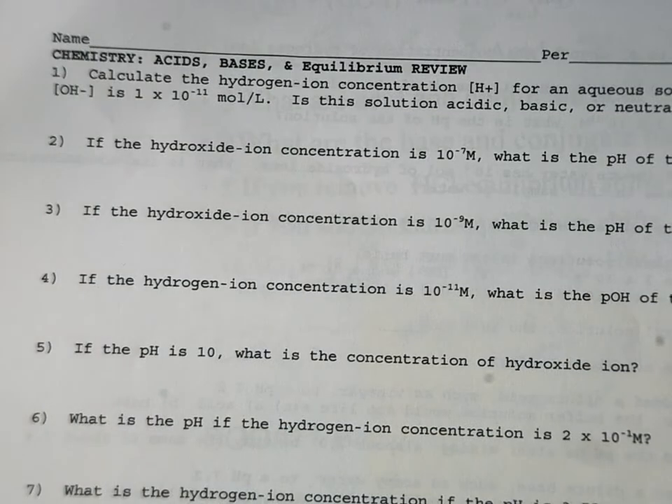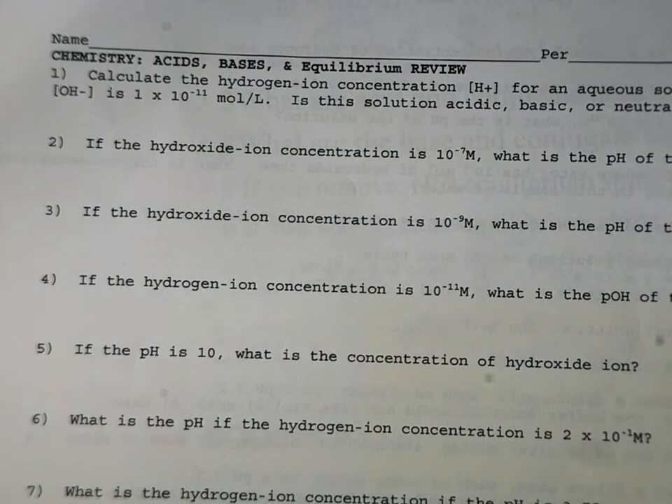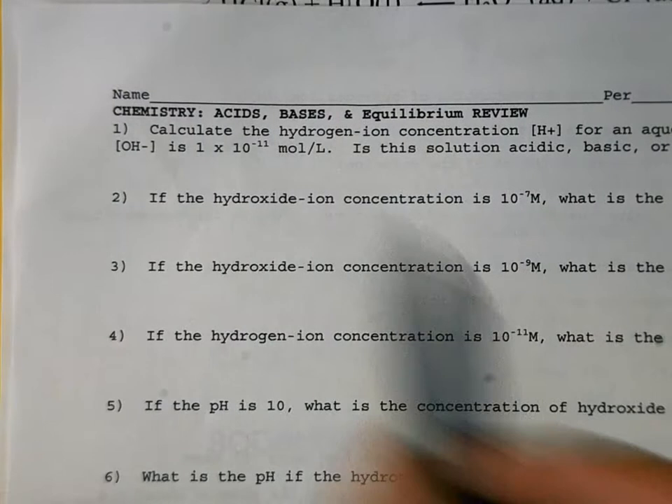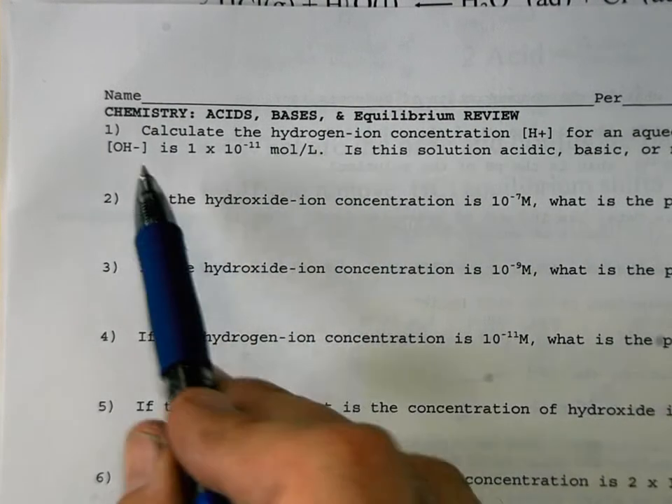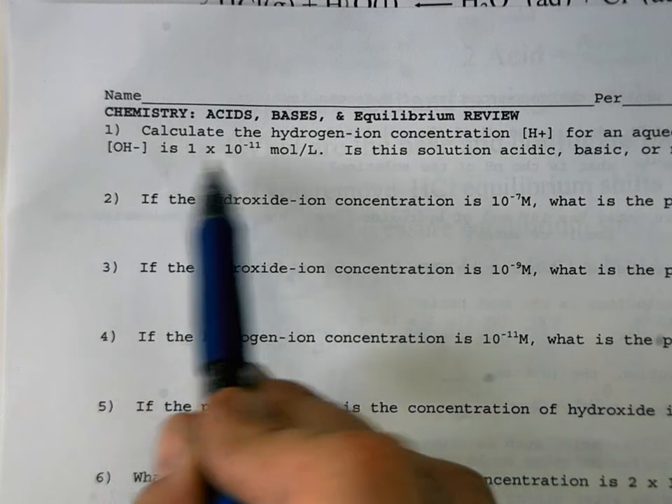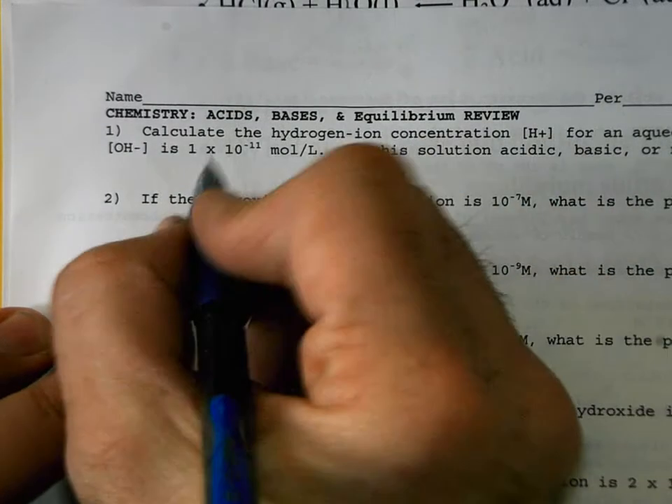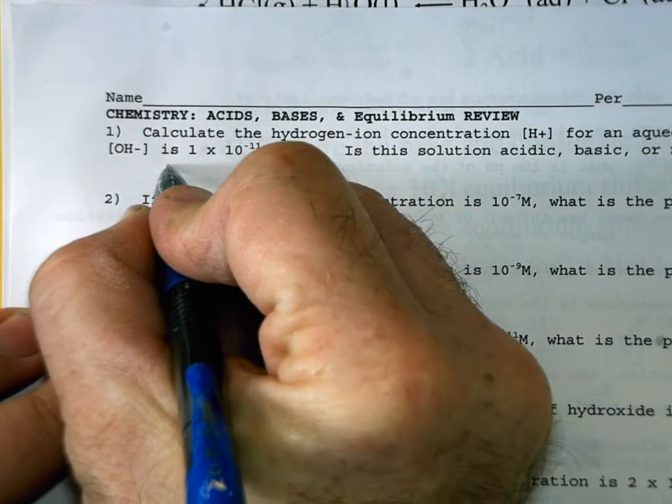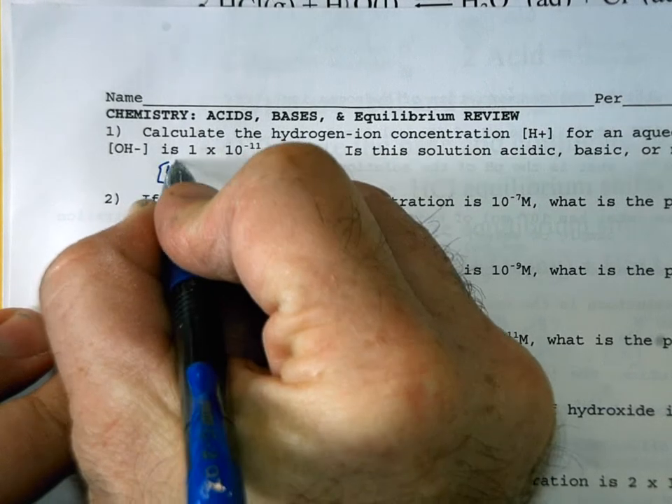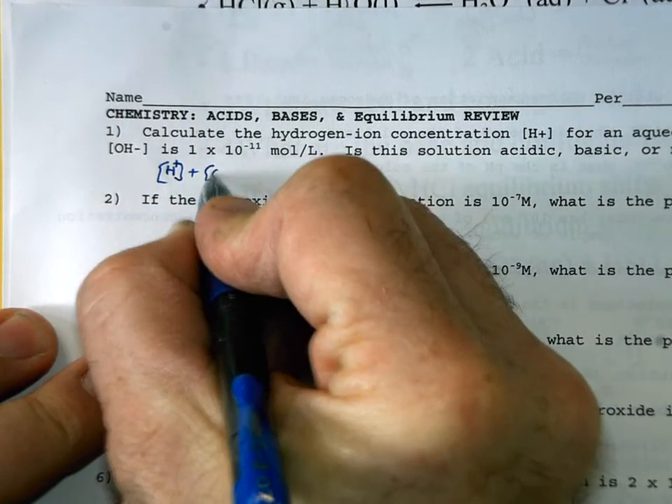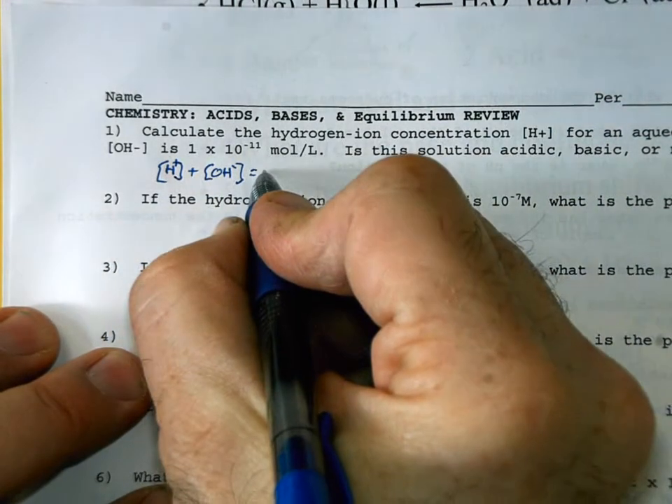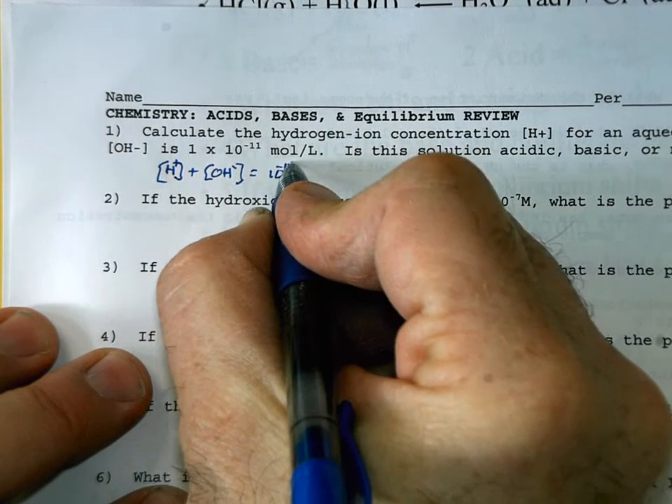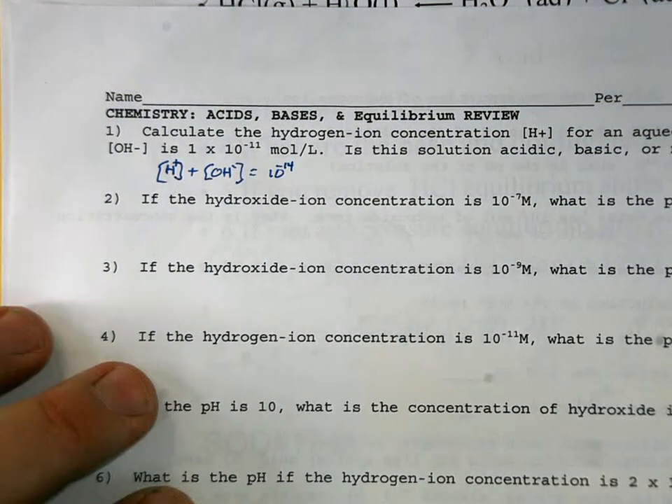So, ladies and gentlemen, we're going to go over the first part of the review for acids and bases in equilibrium. This is just the acids and bases. So, question number 1, calculate the hydrogen ion concentration for an aqueous solution in which the hydroxide is 10 to the minus 11. So, we learned before that the hydrogen ion concentration plus the hydroxide ion concentration needs to equal 1 times 10 to the minus 14.